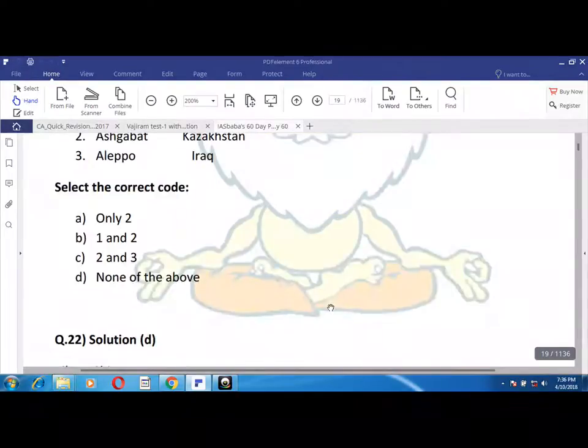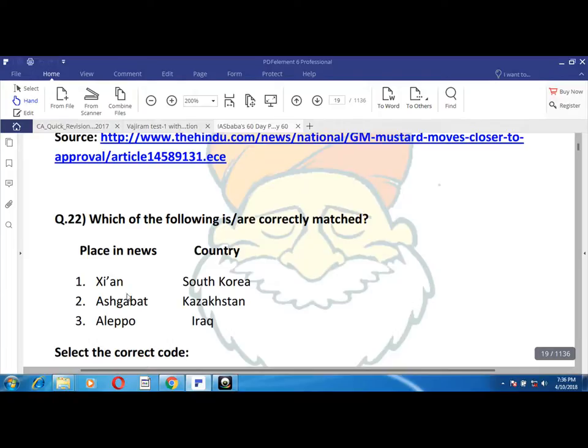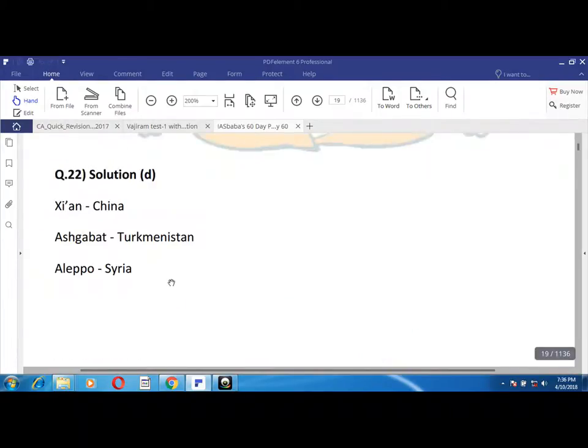Correctly match which? D is the correct match, none of the above. Here he has given a person, place, and country. Here you can see Jian in China, News, Ashgabat, Turkmenistan, Aleppo, Syria.